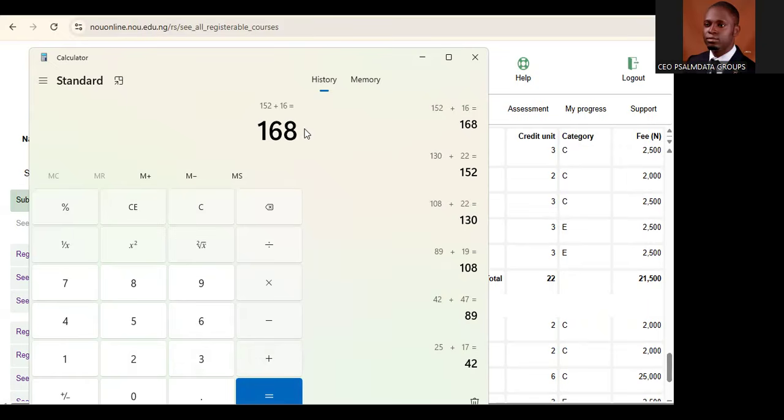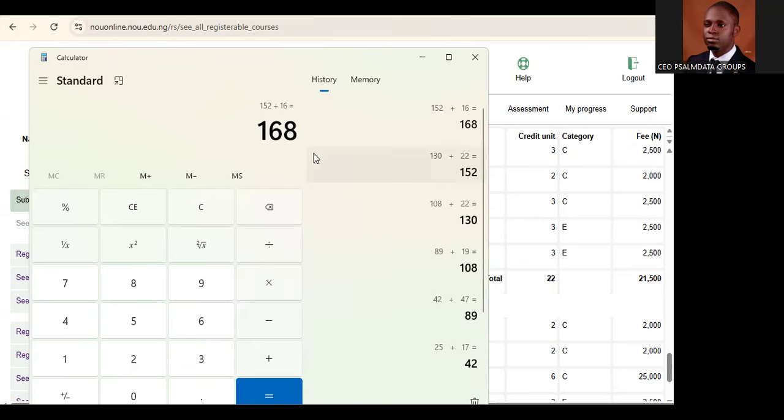This is 168 units. Okay. Now, 168 units means that I have 48 extra units that I have done above my minimum credit. Now, don't forget that it is minimum. It doesn't mean that 120 is what you must hit to graduate. They're just saying that for you to qualify for graduation, you must at least have gotten to 120 credit units.